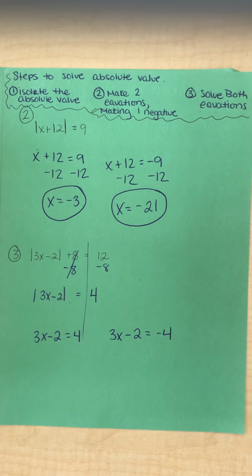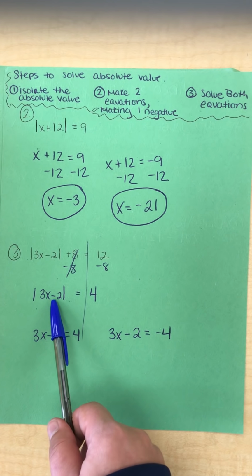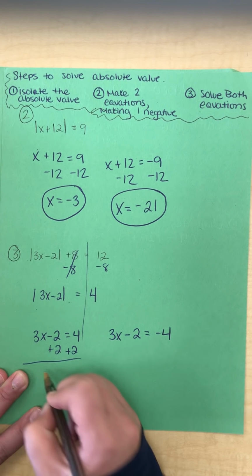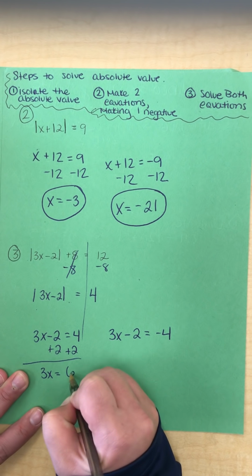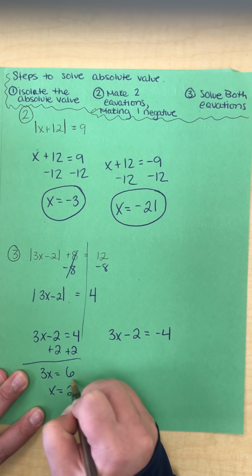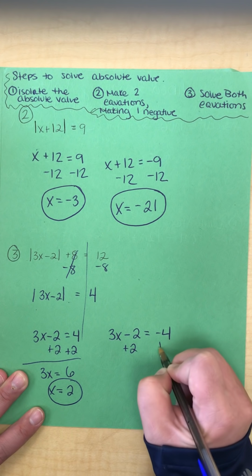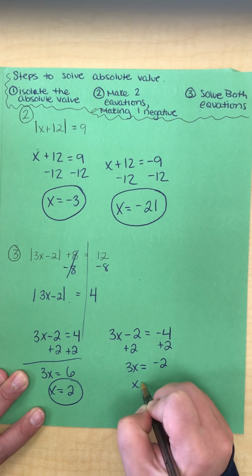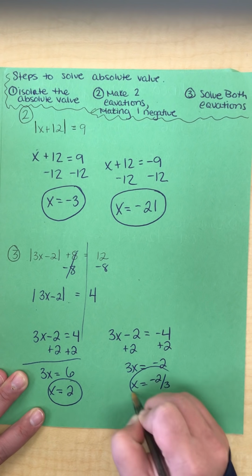Again, it's very important that you make those two equations and not just solve right from here and then solve both of those. So add the 2 on both sides. 3x equals 6, so x is 2. 3x equals negative 2, so x is negative 2/3 for your two answers.